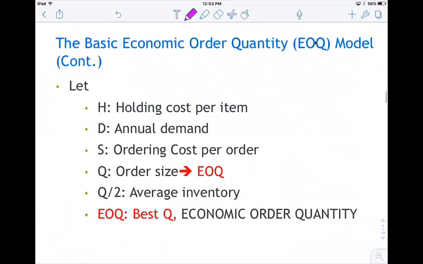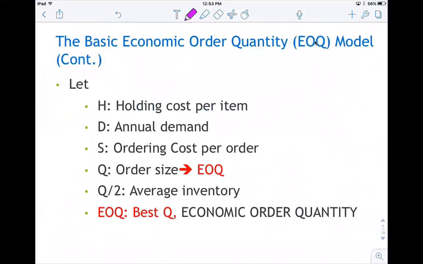Okay, so what do we have in the EOQ modeling system? We have several parameters that we have to consider. First of all, we have to know our holding cost, which will be represented as H. We have to know our annual demand level, which is going to be represented by capital D. S is going to be our ordering cost, okay? And you'll say, hey, what's ordering cost?